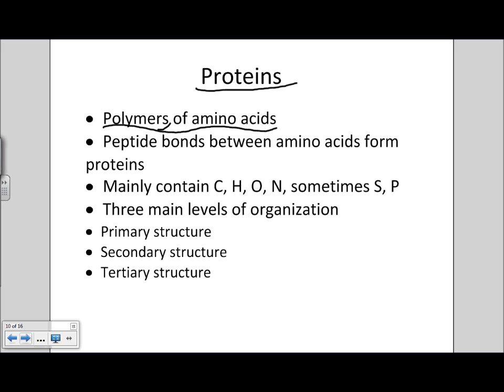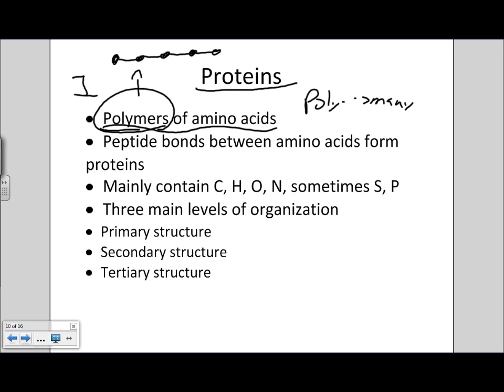So again, when we say polymers, remember, a monomer is one unit, so a monomer would be one amino acid. But when we say a polymer, we're talking about two or more, because remember, poly in medical terminology means many. So what we're saying here is many amino acids are linked together. Amino acids, you need to know, are the building blocks of proteins. Proteins are just chains of amino acids.